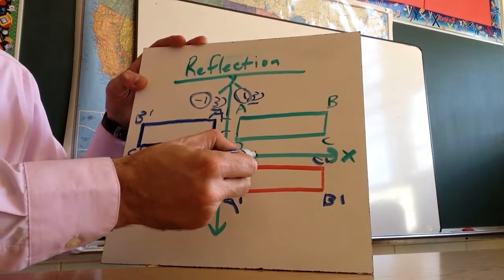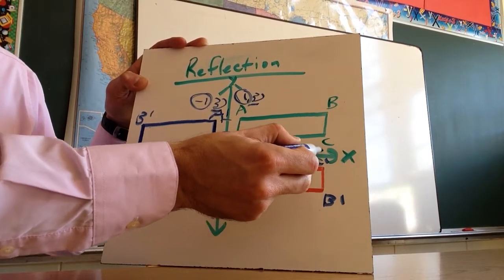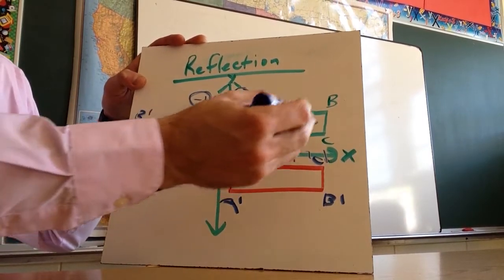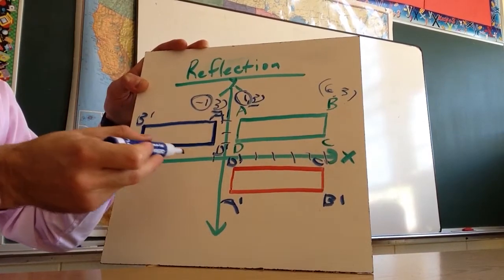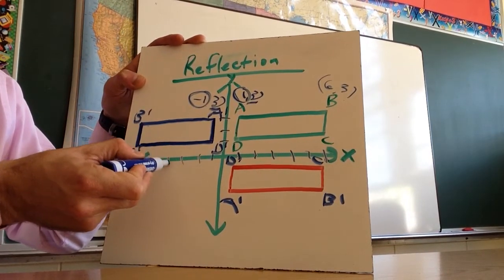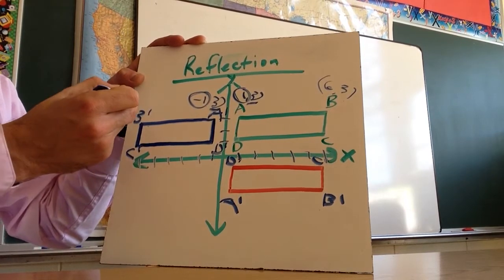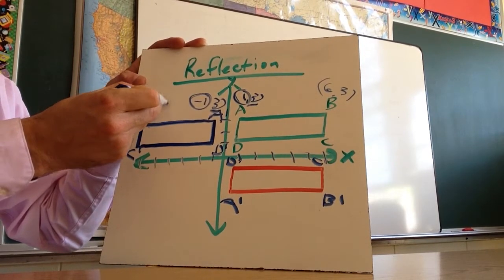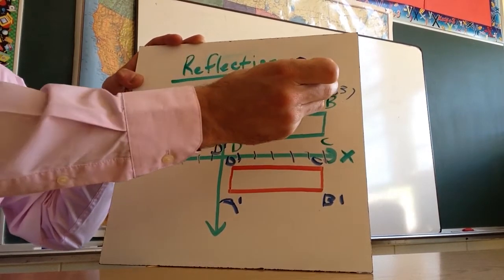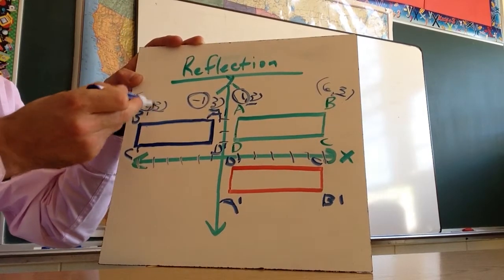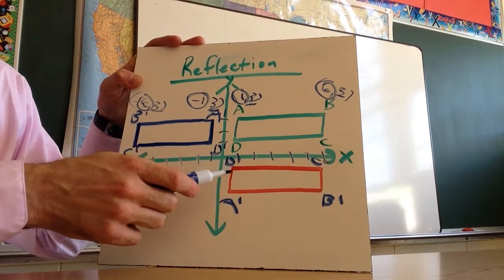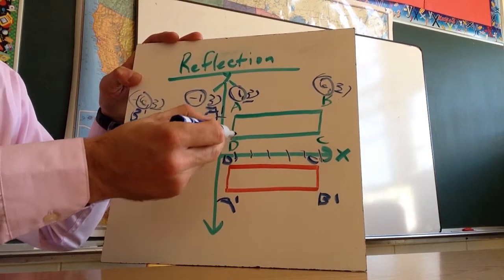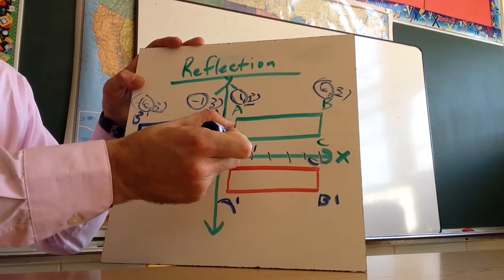Let's say this was 1, 2, 3, 4, 5, 6. So this would be 6, comma 3. Over here would be 1, 2, 3, 4, 5, 6. This would be negative 6, comma 3. Same thing, right? The y stayed the same. The x's are opposite. Now if you were to go over here, let's say D was at 1, 1.